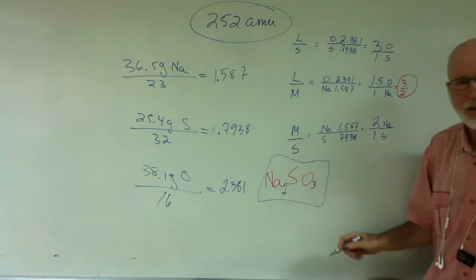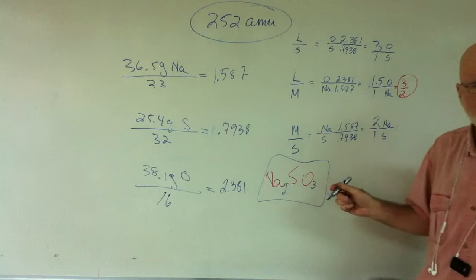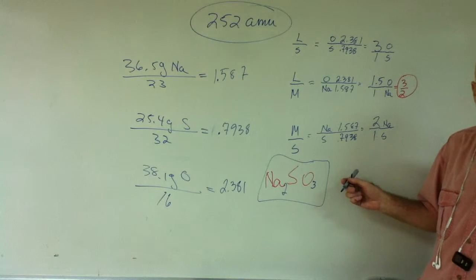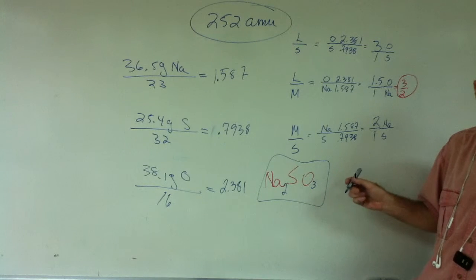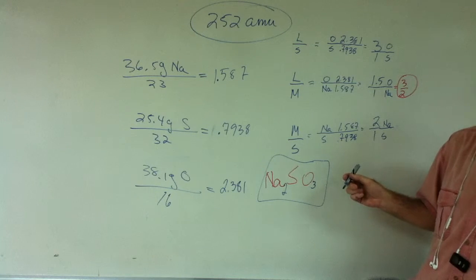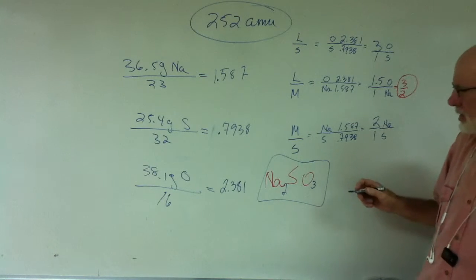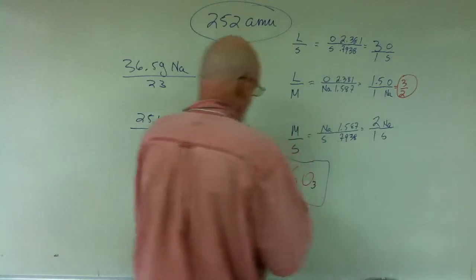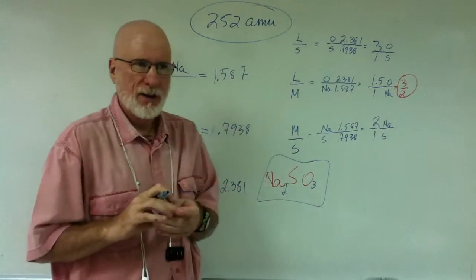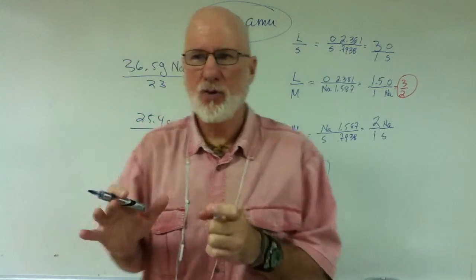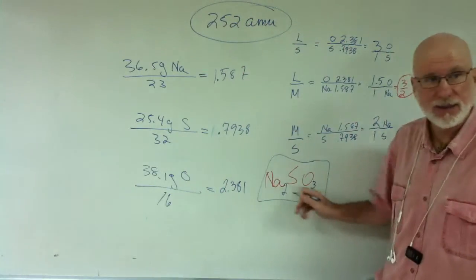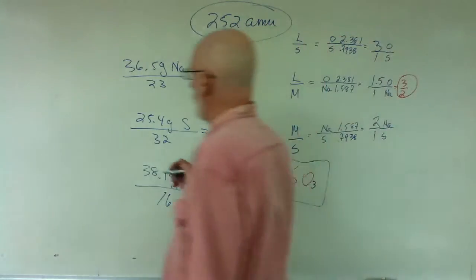Now, what's the empirical formula weight? Remember? 252? No. What was the formula weight? Wasn't it 126? Yeah, it was. So this is the empirical formula. A way of writing the empirical formula is just to write the lowest ratio, obviously.